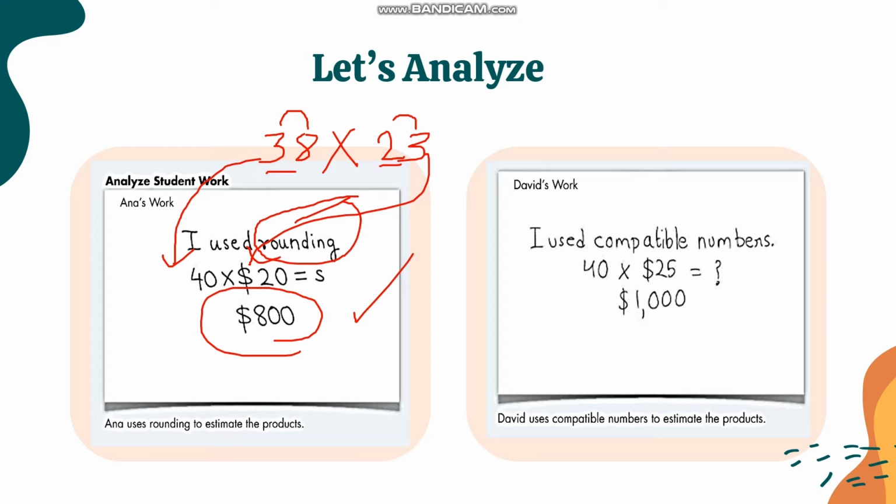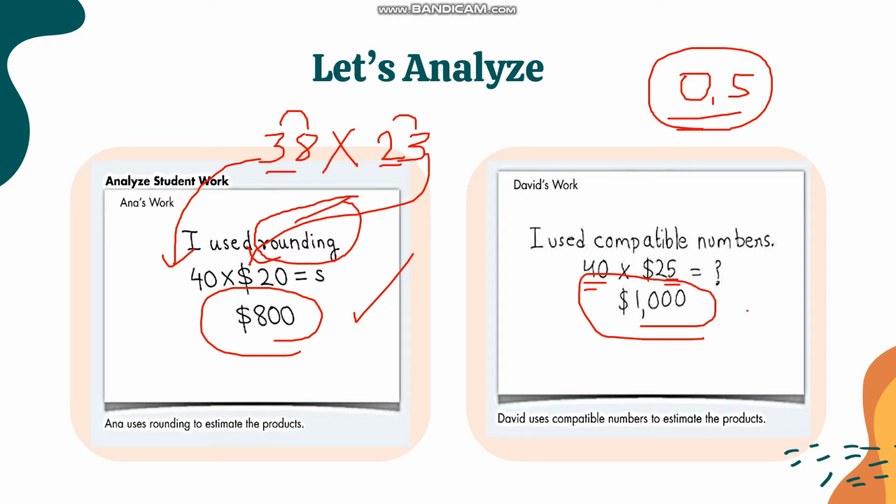For David's work, David used compatible numbers to estimate the products. Compatible numbers means you adjust the numbers in order to multiply them easily. So the compatible numbers must end with 0 or 5. These are the numbers that can be easily multiplied. So 38 I adjusted into 40 and 23 I adjusted into 25. So 40 multiplied by 25, 25 times 4 is 100, and there's a 10. So my estimated answer is 1,000.